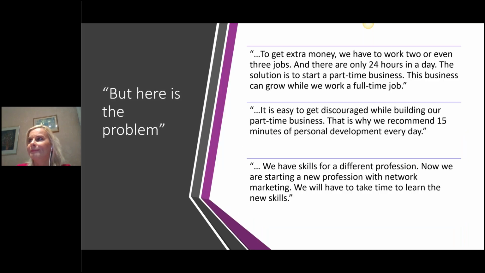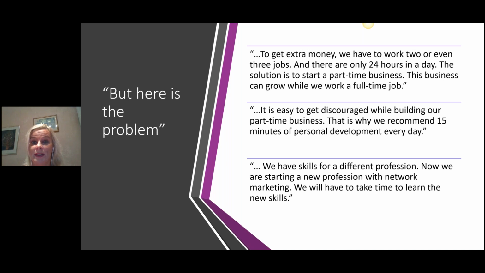But here's the problem. I knew it, the prospect is thinking. I knew there was a problem. What's the problem? Well, to get extra money, we have to work 2 or 3 jobs, and there are only 24 hours in a day. The solution is to start a part-time business. The business can grow while we work a full-time job. Sounds like something you would be interested in, open to listen to?